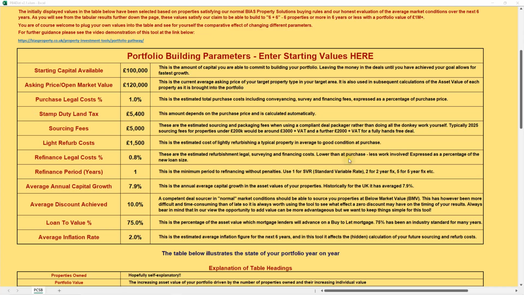So there you go. Get stuck into your copy of this tool and check out the effects of changing the figures to what you think they ought to be or what you'd like to see them as.